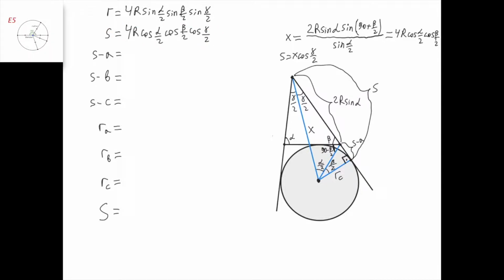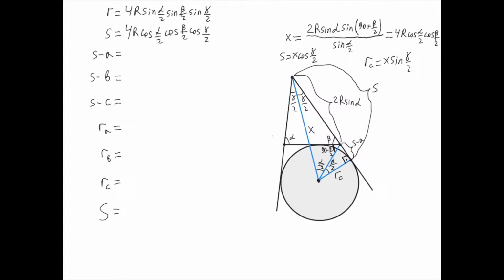Note that we can find Rc, the radius of this circle, by using the same right-angled triangle we used to find s. It is a right-angled triangle with hypotenuse x, and this angle is gamma over 2, and so Rc equals x times sine of gamma over 2. And now that we got this, we can replace x with this expression, and we get that Rc equals 4 times R cosine of alpha over 2, cosine of beta over 2, and sine of gamma over 2.